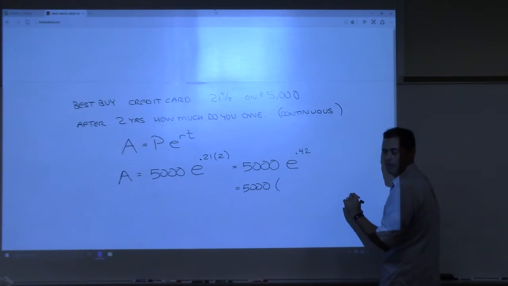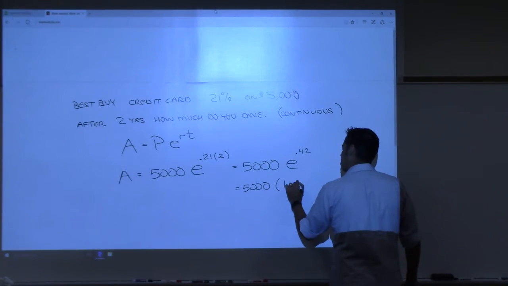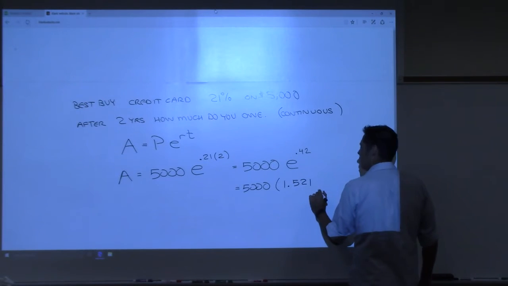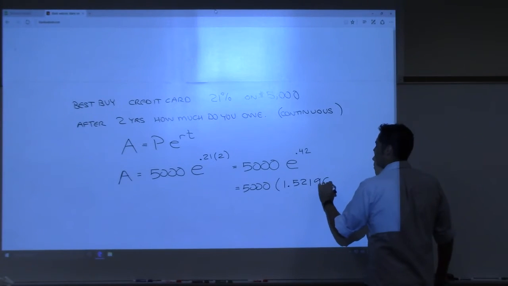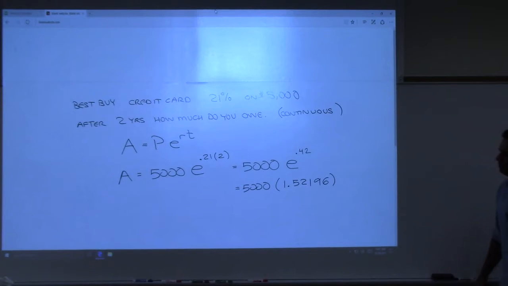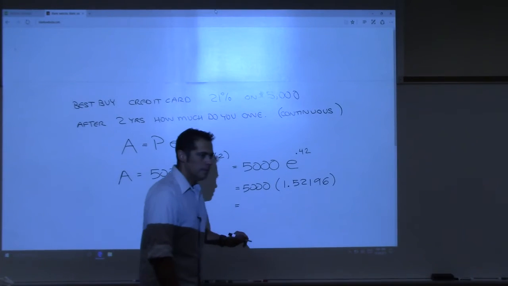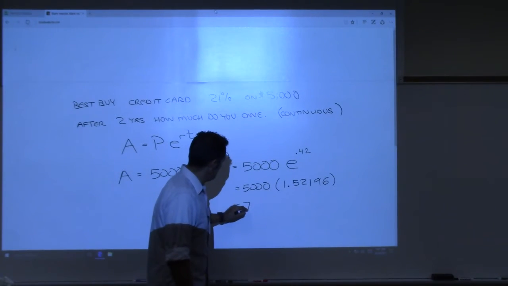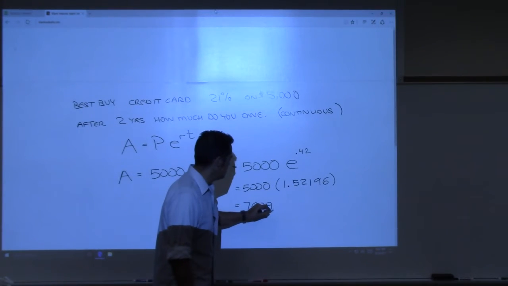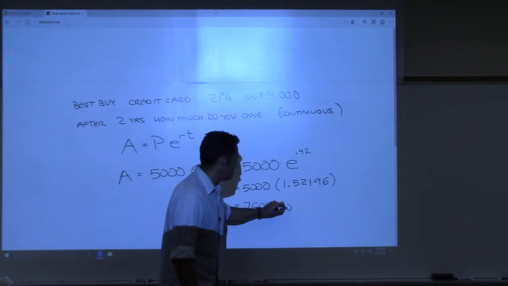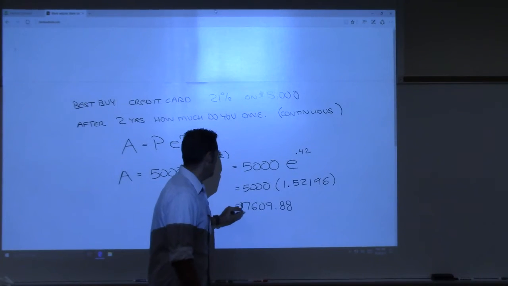What do you get? 1.52196. Okay. Now go ahead and multiply that times 5,000. And what do you get? $7,609.80 something cents. Okay. 81. 81. Okay.